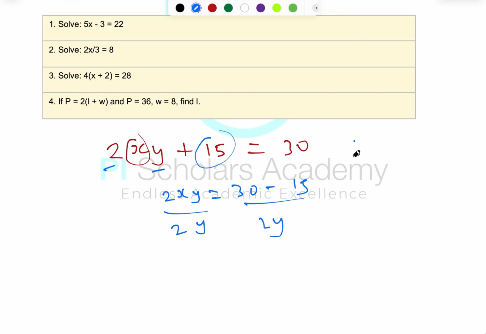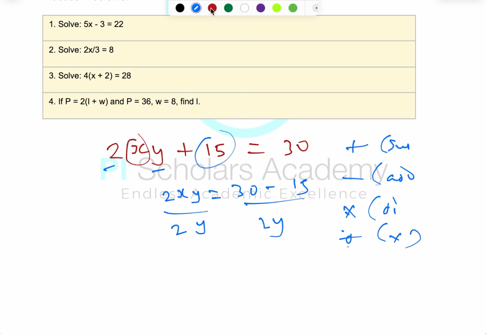So how do you get rid of positive? By subtracting. How do you get rid of negative? By what? Adding. How do you get rid of multiplication? By dividing. And how do you get rid of division? By what? Multiplying. That's exactly what I just showed you here in this place.